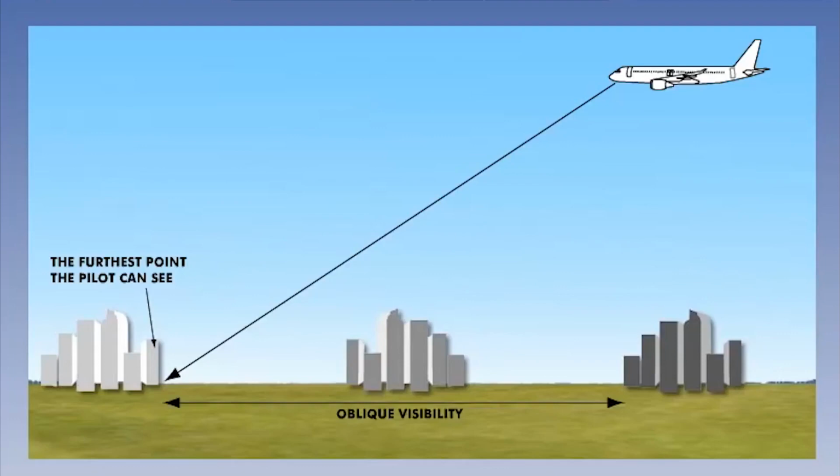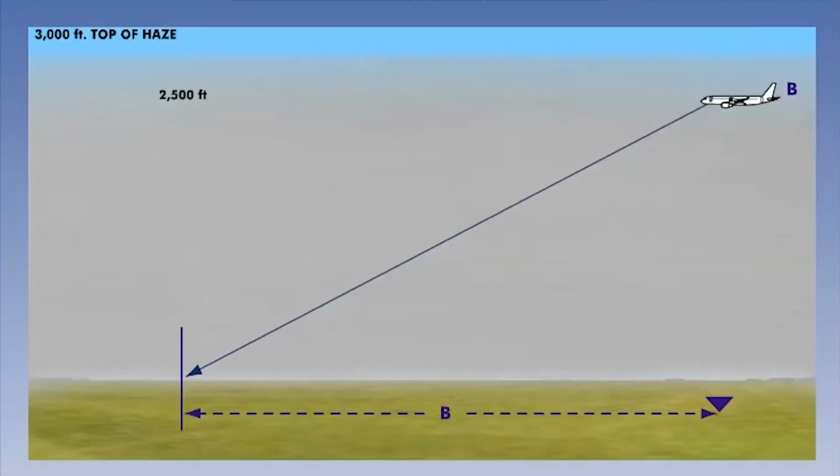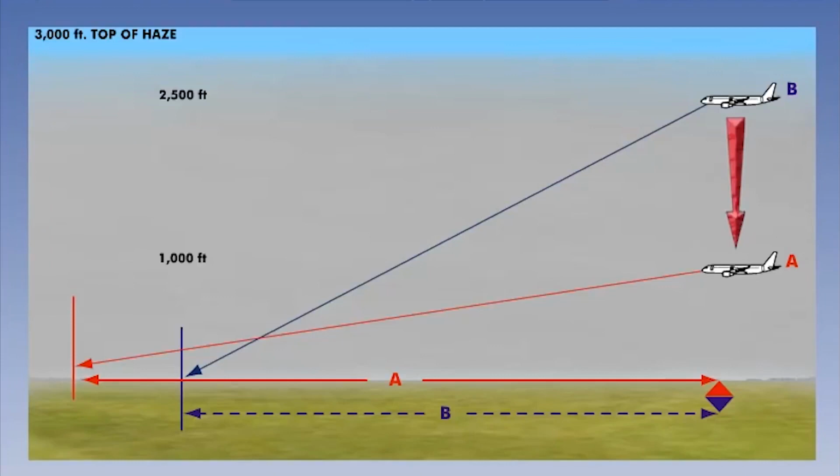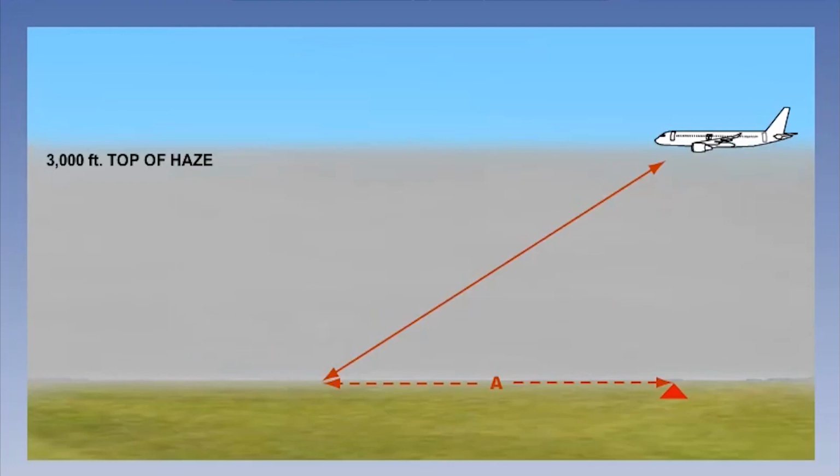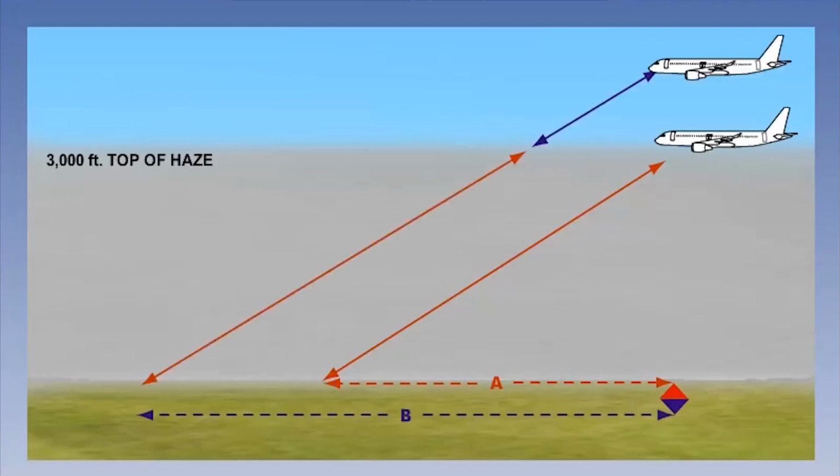When operating above or within fog or haze layers, there are some points worth noting. Oblique visibility is the distance you can see along the ground when operating at a specific height. If you are flying in a haze layer, you will have a greater oblique visibility if you were to descend within the haze layer. Conversely, if operating above the top of the haze layer, you could increase the oblique visibility by climbing well above the haze layer.